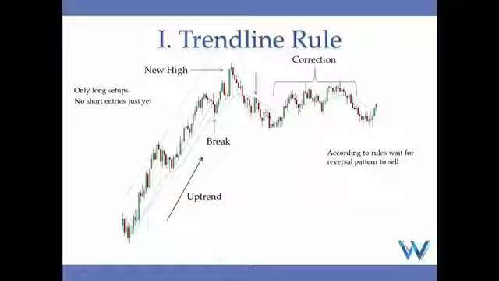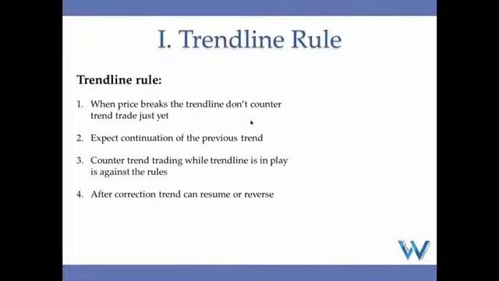But once this downtrend played out, because this was just a shortened pattern, the correction phase for this overall initial uptrend came into play. So this is how you follow the trend line rule. When price breaks the trend line, don't start counter trend trading just yet. Expect continuation of the previous trend.